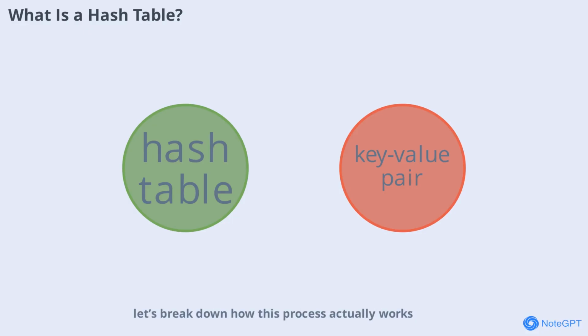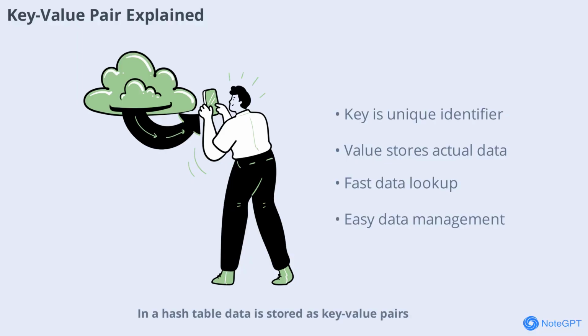Now let's break down how this process actually works. In a hash table, data is stored as key-value pairs. The key acts like a unique identifier while the value is the actual data you want to store. For example, if you're storing information about students, the key could be a student ID and the value could be the student's name. This pairing makes it easy to look up, add, or remove data quickly. The key is always unique, ensuring that each value is easily accessible. This simple yet powerful concept is what makes hash tables so efficient for managing large amounts of data.